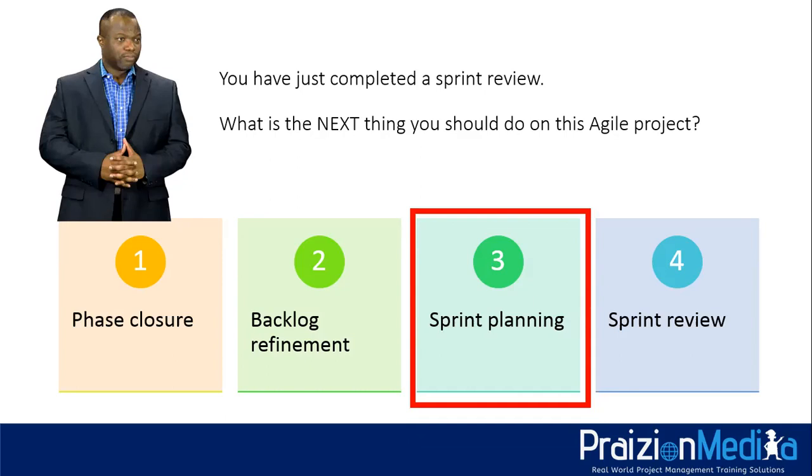Think about it. You've done the sprint review. What typically follows is the retrospective, but that is not one of the options. So using the process of elimination, it can't be sprint review. That's what we just did. Can't be backlog refinement. That should have been done in the middle of the sprint, before the sprint review. Phase closure doesn't even come in because that's not agile, right? We don't do phases. So the next thing you would do is in the next sprint. You see? And it's sprint planning. And that's how you need to think about these questions.